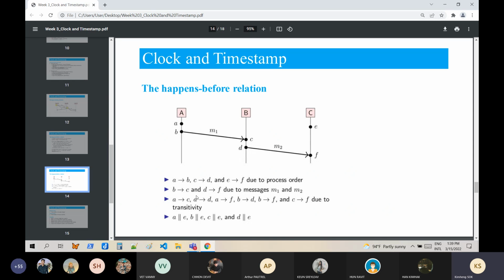Concurrent, okay. So you see that there are four cases. The first case we know locally, the second case is sending message, the third case is transitivity, and the last case, if there is none of the three cases above, we say that it is concurrent. Okay, so A is concurrent with E, B is also concurrent with E because we don't know which one of B and E comes first. Okay, so that is called the happen-before relation.